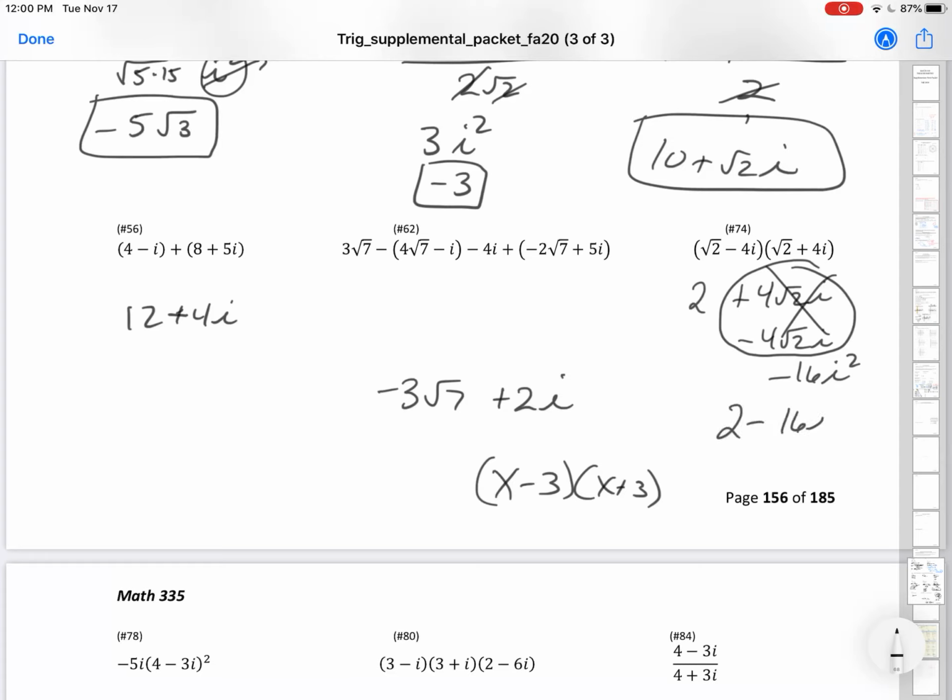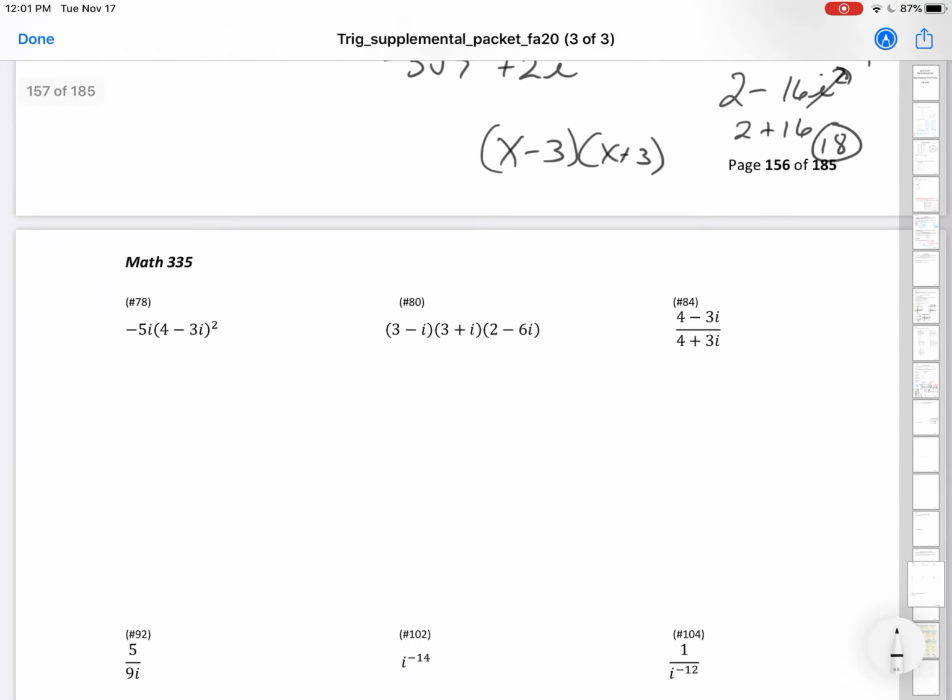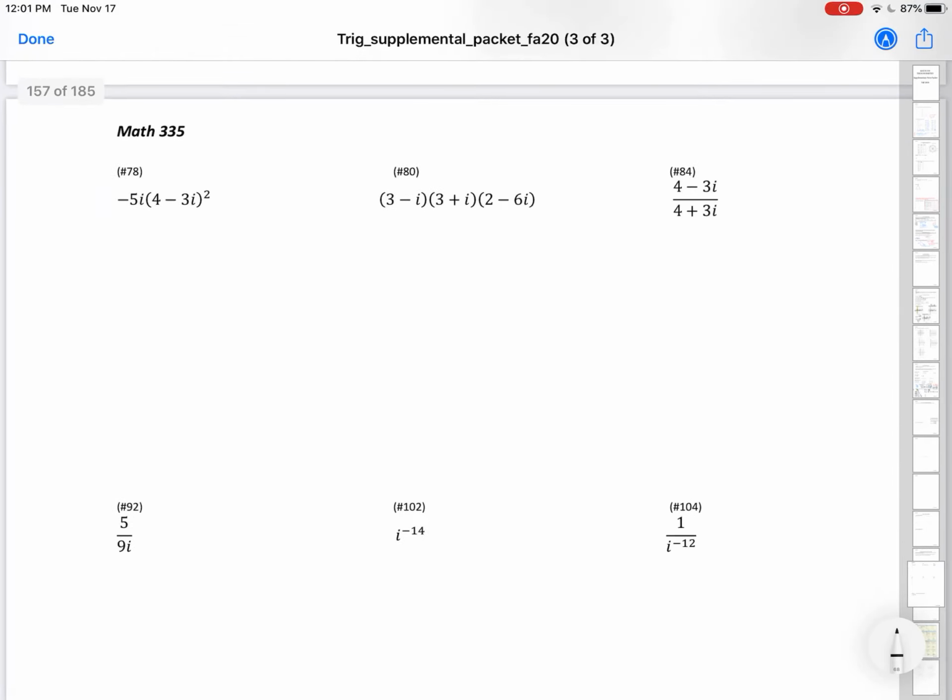This is 2 minus 16 i squared. But remember, i squared isn't a variable. It's a number, and it's negative 1. So now we've got 2 plus 16, and we have the answer 18. So we took two complex numbers that had imaginary pieces to them, multiplied them together to get a real number, a nice number like 18. And so that's what's happening here, we're just getting this Algebra 2 practice again.